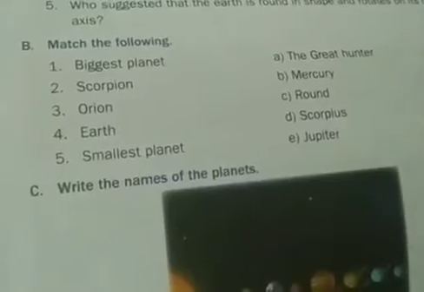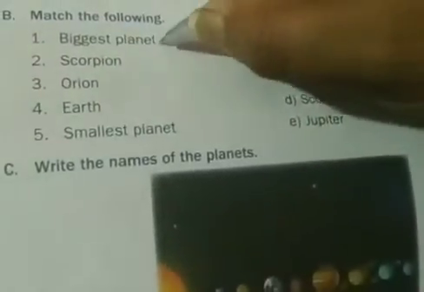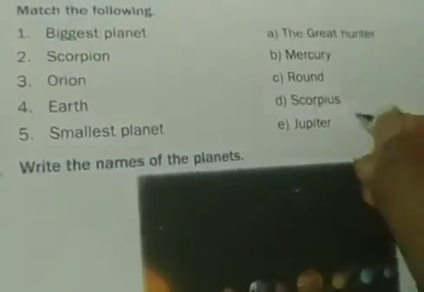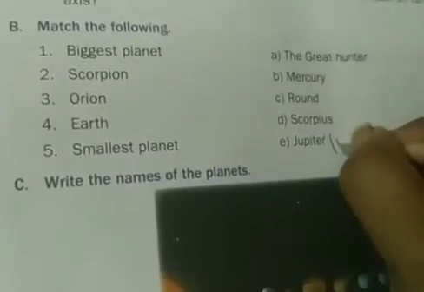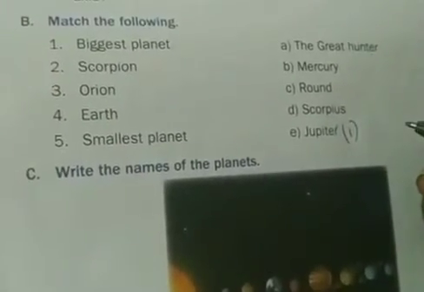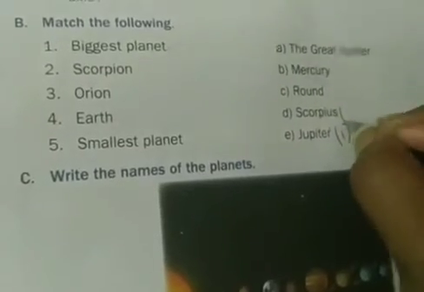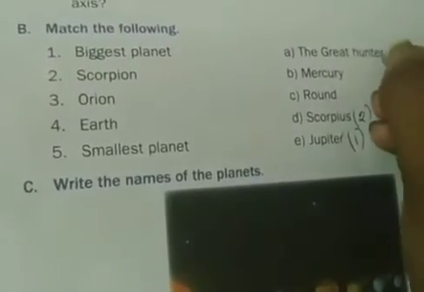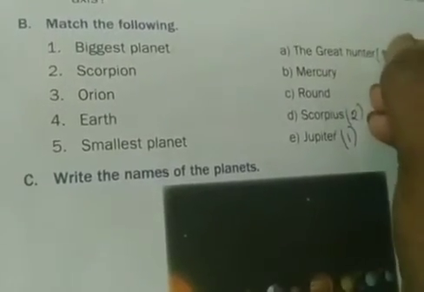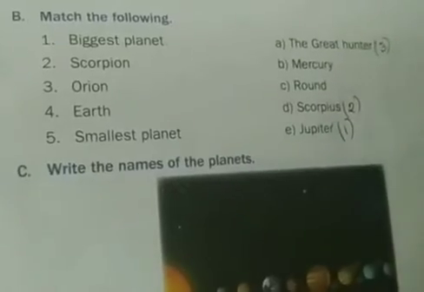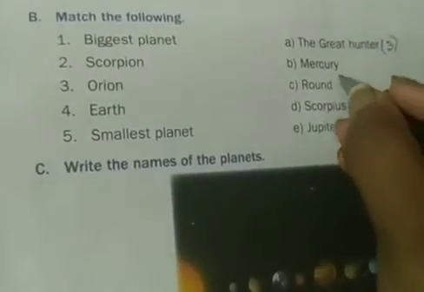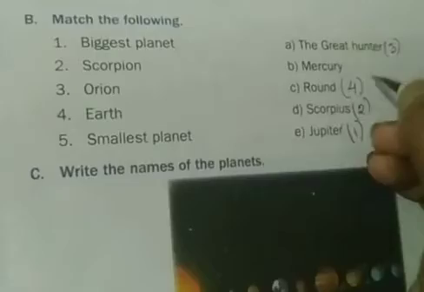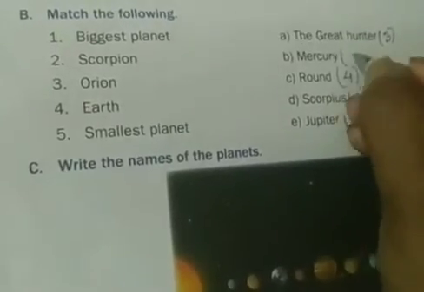Now you just do this one, match the following. So which one is the biggest planet? That is Jupiter, number 1. After that, Scorpion. We also call Scorpion as Scorpius. Next, Orion. Orion is called the Great Hunter. Earth. So Earth is round, and the smallest planet is Mercury.